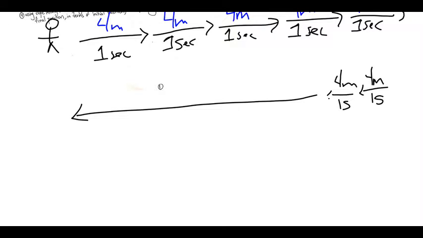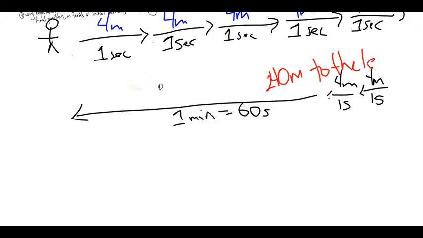And over the course of 1 minute, we know we have a total of 60 seconds. So if he's traveling 4 meters every second for 60 seconds, we know he goes a total distance of, what is 60 times 4? 240 meters, and that would be to the left. You could say to the left, you could say in the negative direction, you could say west.